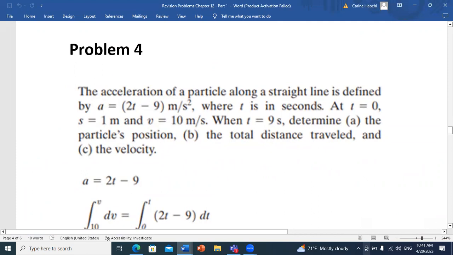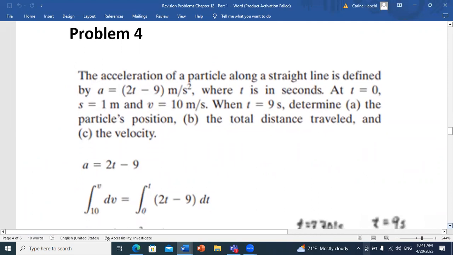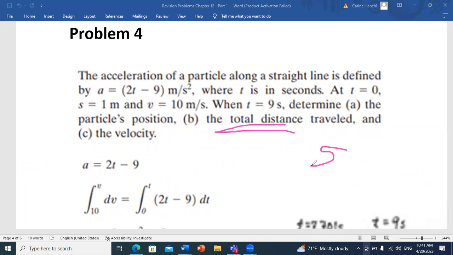velocity of the particle. Okay, whenever they ask you for this, when they tell you total distance, please pay attention. Total distance does not mean S. What is the difference between S and total distance? S is the position, total distance means how far you went back and forth. Very good, exactly. S will just give you the position of your particle. When are S and total distance equal? That is, delta S.